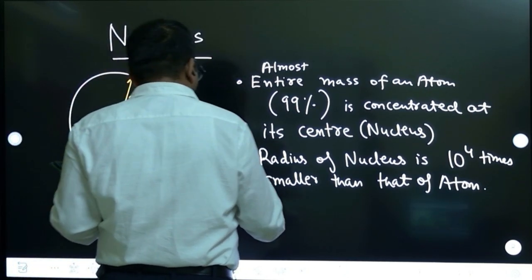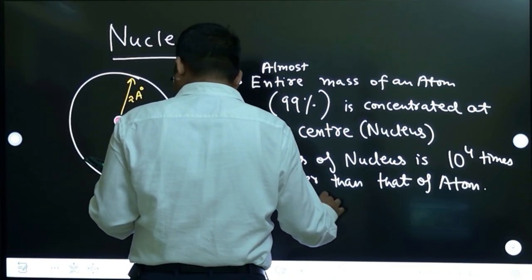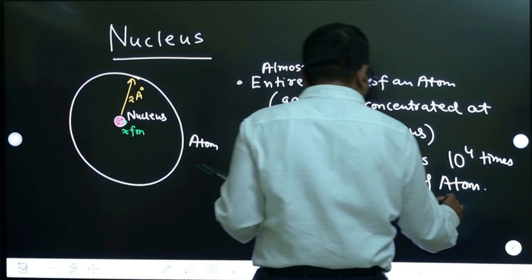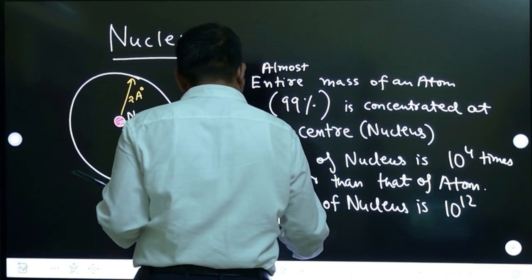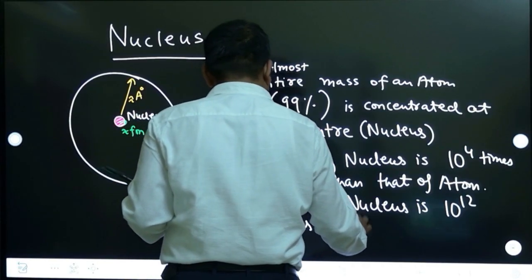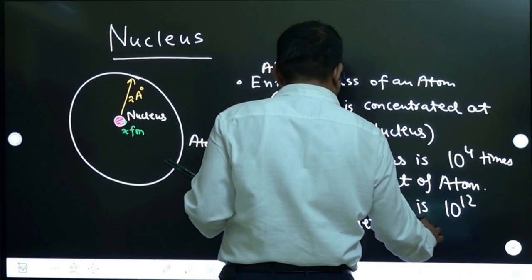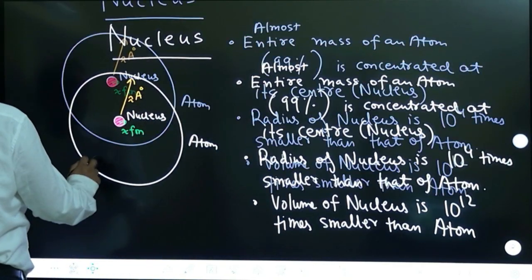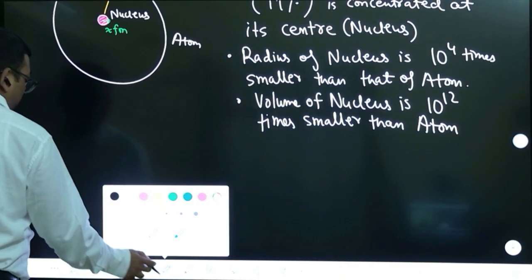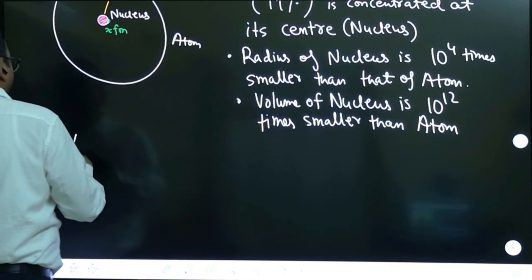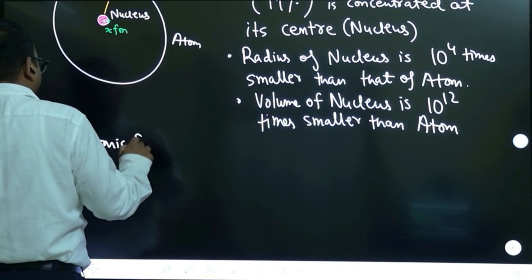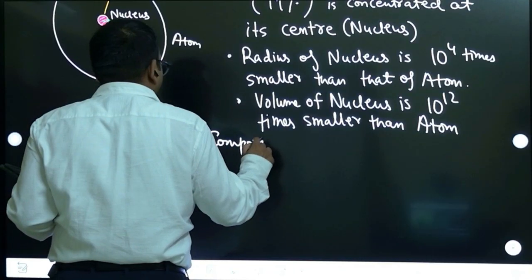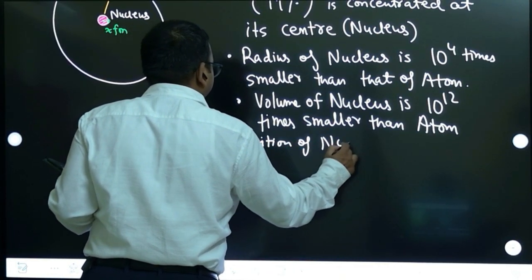Then what else? What about volume? The volume of the nucleus is 10 to the power 12 times smaller than the atom, because the radius is 10 to the power 4 times smaller, so it is 10 to the power 12 times, the cube of that. Now, what is atomic mass? Atomic mass and composition of nucleus.